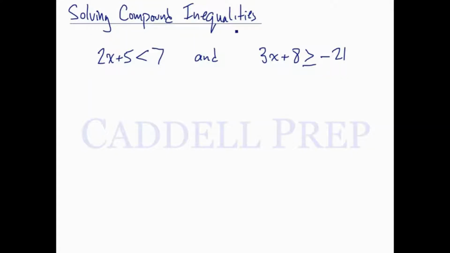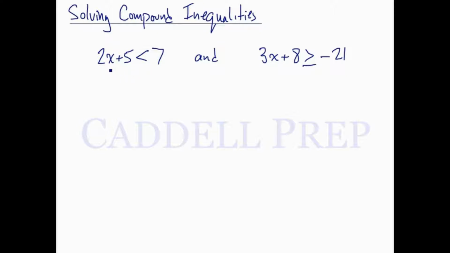Alright, let's go over solving compound inequalities. A compound inequality just means that we have two inequalities to be aware of when we find our solution. So 2x plus 5 is less than 7 and 3x plus 8 is greater than or equal to negative 21. So there are two constraints for our value of x.